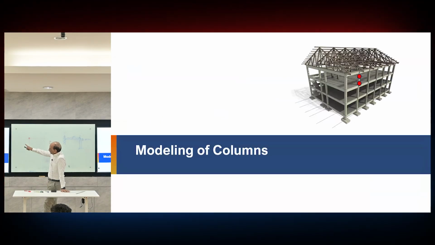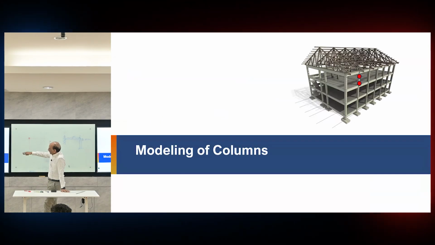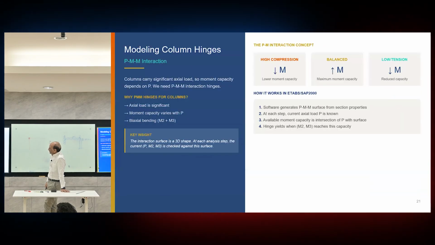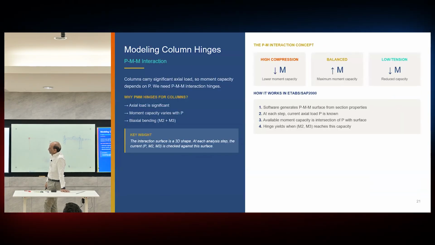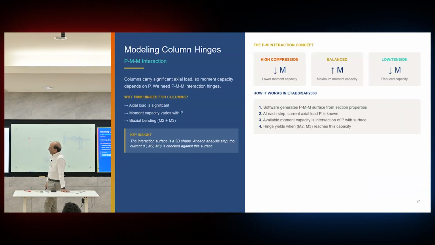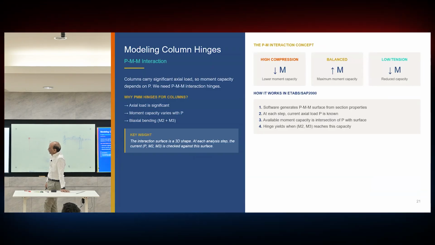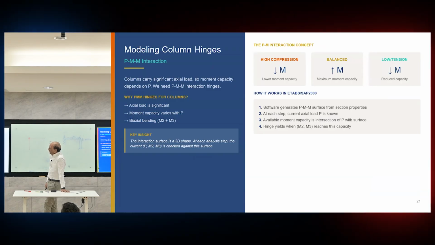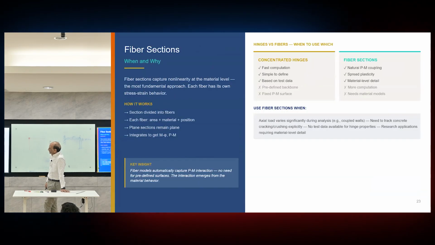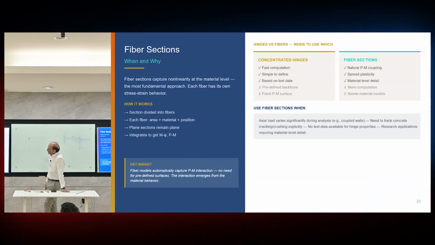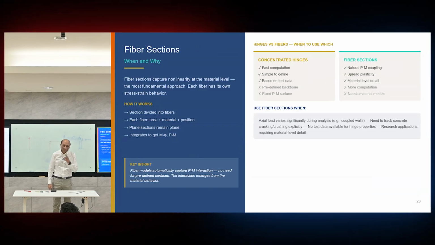So similarly for columns, you select those locations, normally top and bottom, and then you add columns. And then you use the PM interaction concept, and then you choose the PMM hinge from there. And then fiber section also can be used. Normally we use fiber section for columns.